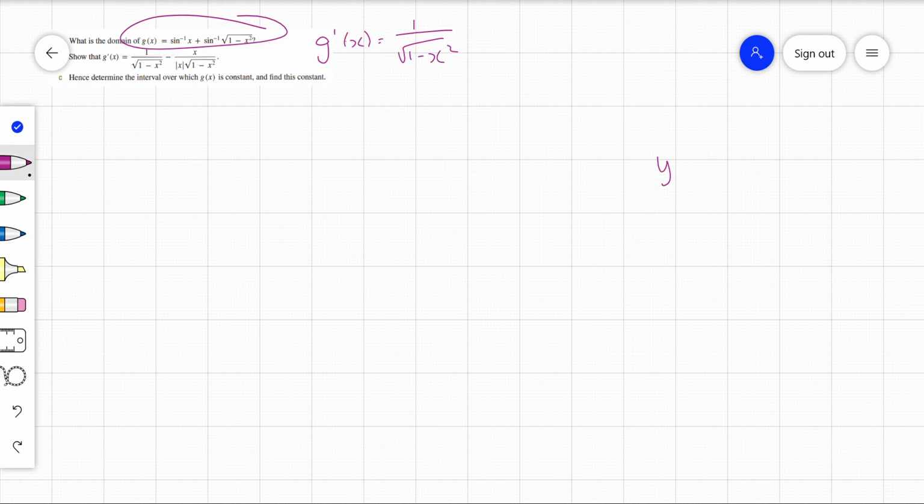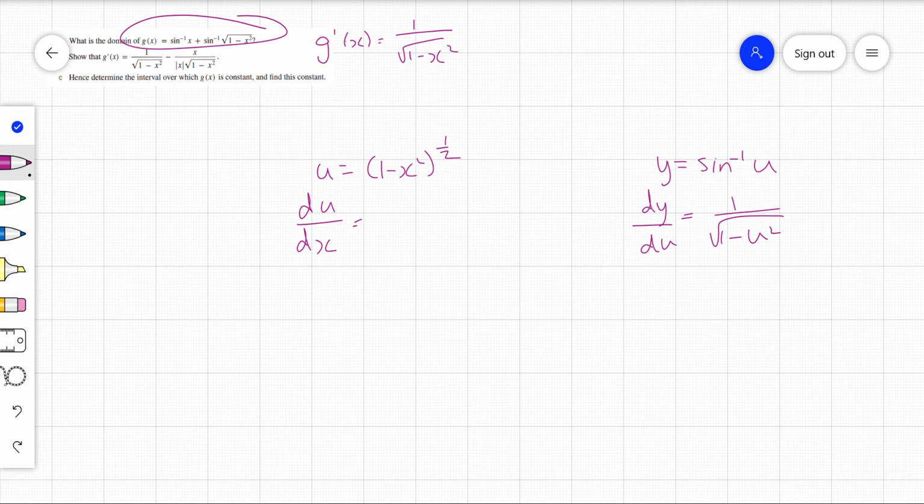So if I take the second bit separately and let u, I'll do the u over here. u can be 1 minus x squared to the half. So that makes it easy if I'm doing dy du. I'm using my formula booklet again, I'll just get that, and I'll come back to that in a second. If I do du dx here, I have a half bracket 1 minus x squared to the power of -half, and going inside for the chain rule, I get -2x there.